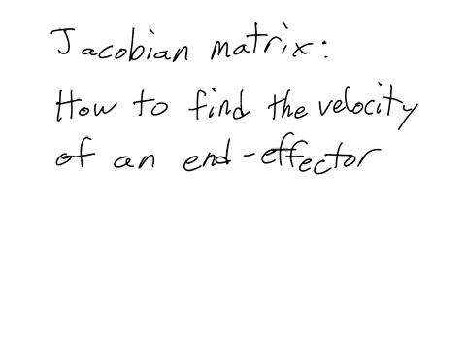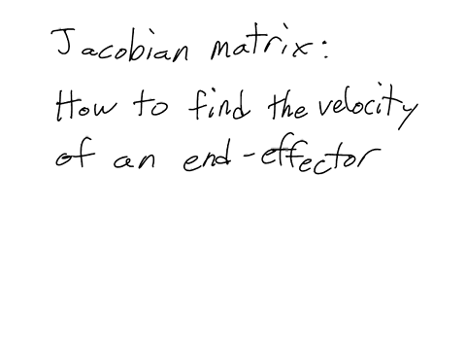Today's lecture is about the Jacobian matrix. We use the Jacobian matrix to find the velocity of an end effector. If you took linear algebra, you might have already learned how to find a Jacobian matrix, and if so, that will be very useful to you. If not, I'll show you how to find it in this lecture.